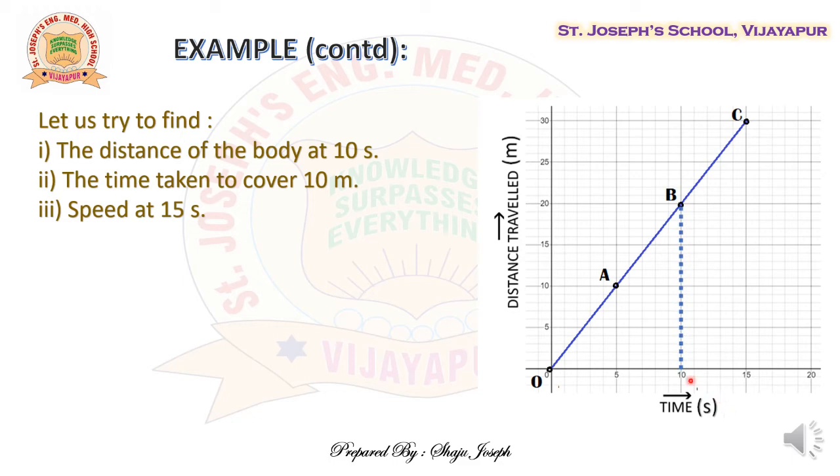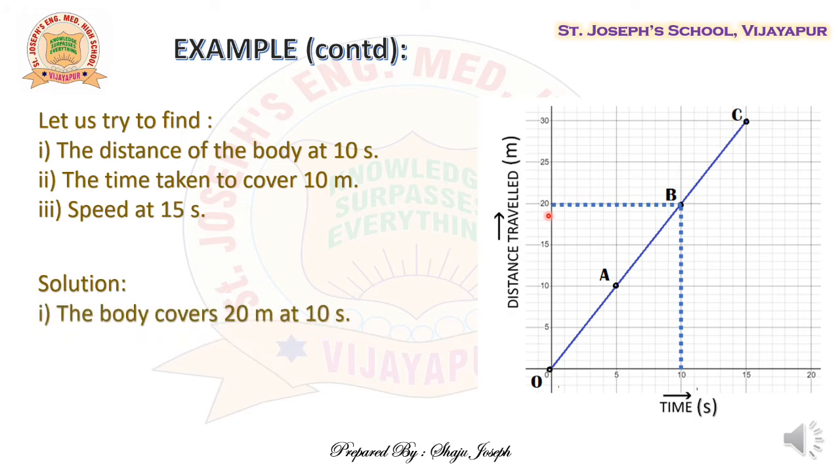First, for the first question, at 10 seconds, I draw a vertical dotted line. When it reaches B, I mark the point, and from there, horizontally, I take another line. This reaches 20. So that means, at 10 seconds, the object has reached 20 meters. That will be our solution for the first question. Second sub-question, the time taken to cover 10 meters. Now meters is on the vertical axis, right? So I go to 10 meters. From this 10 meters, I draw a horizontal line till it reaches the linear graph of the motion. It reaches the point A. From here, I drop a perpendicular line to the x-axis. It meets at 5. So the answer is 5 seconds. The body takes 5 seconds to cover 10 meters.